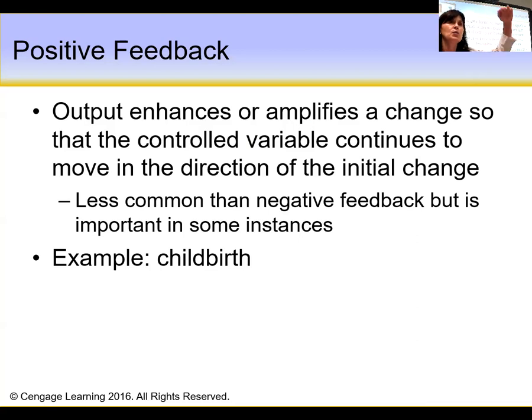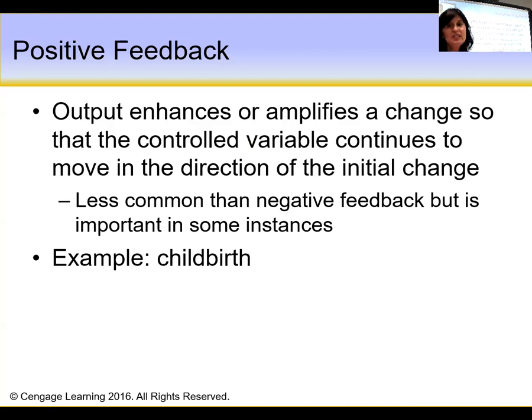Instead of we get to a set point, no more oxytocin. In this case, we're getting more and more oxytocin until the baby's born. Does that make sense? So we're not going back to a shut-off system. We're going to more and more until the baby's born. Right? That's an example of positive feedback, is childbirth.